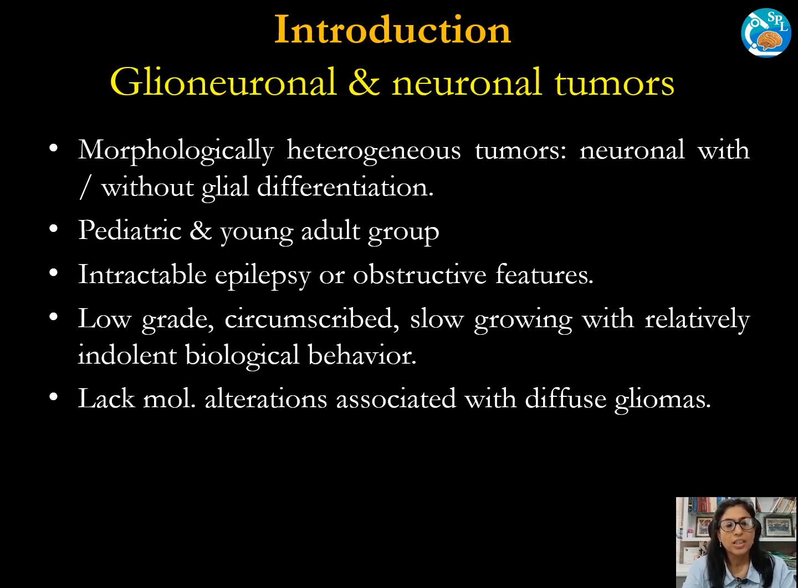Coming to introduction, the glioneuronal and neuronal tumors constitute a group of morphologically heterogeneous tumors showing neuronal with or without glial differentiation. These frequently occur in the pediatric age group and young adult group. These patients present with intractable epilepsy or obstructive features, whereas pressure symptoms and neurological deficits are rare. These are low-grade circumscribed, slow-growing tumors with relatively indolent biological behavior. And these tumors lack molecular alterations associated with diffuse gliomas.